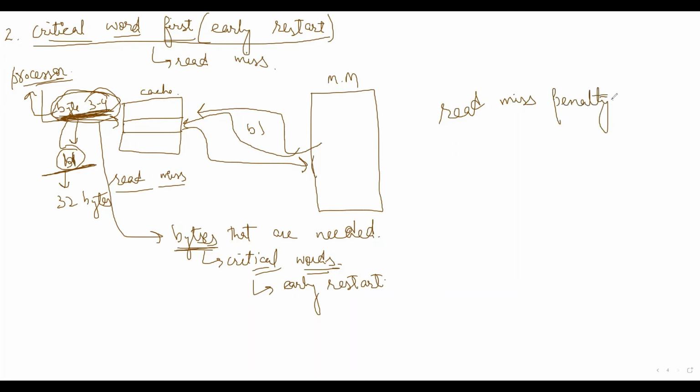So these were the 2 techniques. The first technique was to reduce write miss penalty, and the second technique was to reduce read miss penalty. With this, we have completed the discussion about decreasing the miss penalties. And with this, we have also completed this particular lecture.